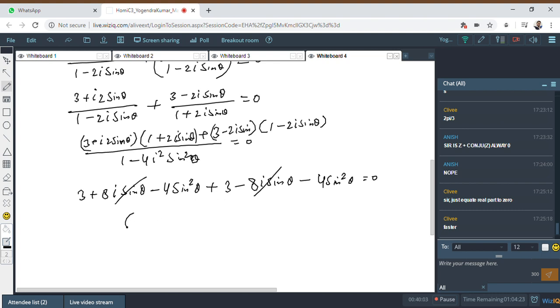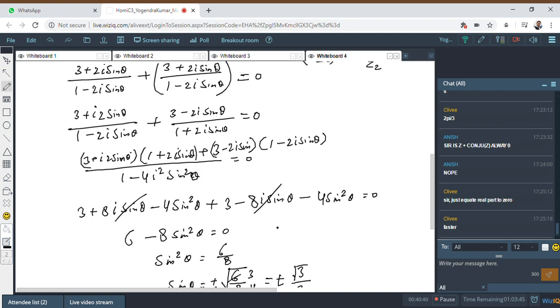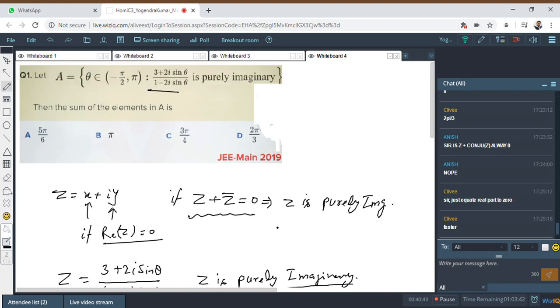Yes, 6 minus 8 sin square theta is equal to 0. So sin square theta is equal to what? 6 upon 8. So sin theta is equal to plus or minus root of 3 here and 4 here, so it is plus or minus root 3 by 2. This is what you got, Clive. Same thing.